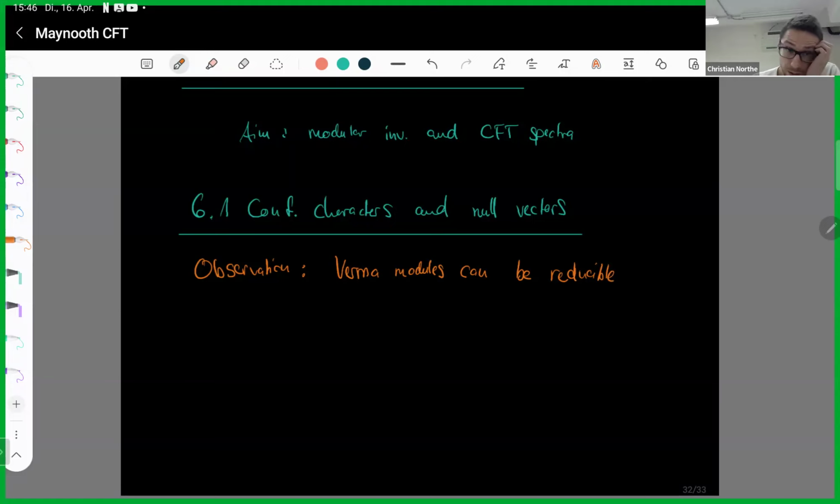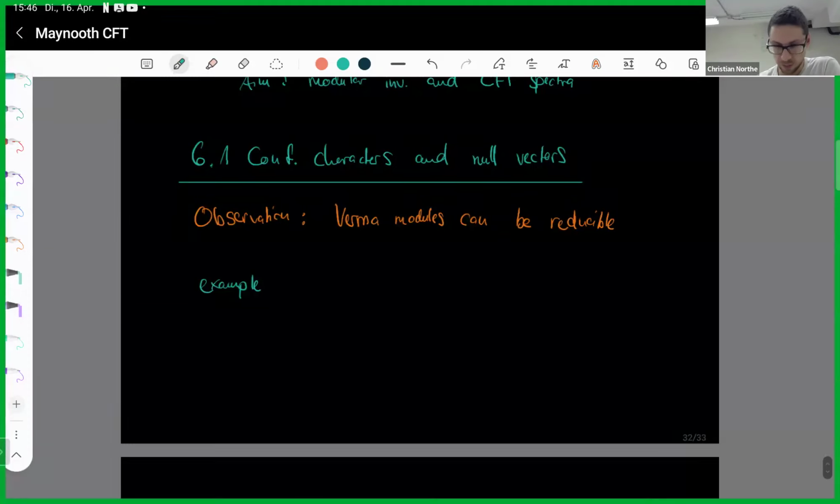Okay, let's start with an example where I'm just going to confront you with a problem, and then we're going to rephrase that as reducibility of a module. That means reducibility of a representation. So let's start with the identity family. So we had the Verma module for the identity family. Like I said, identity is going to be denoted by 0. So that's the family for 1.